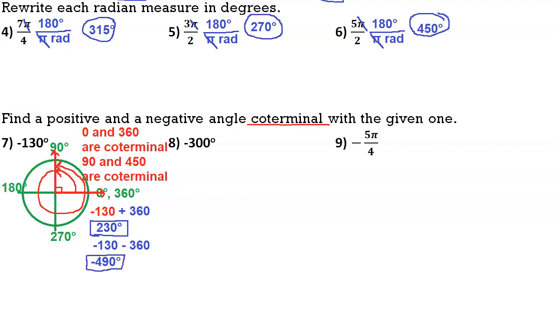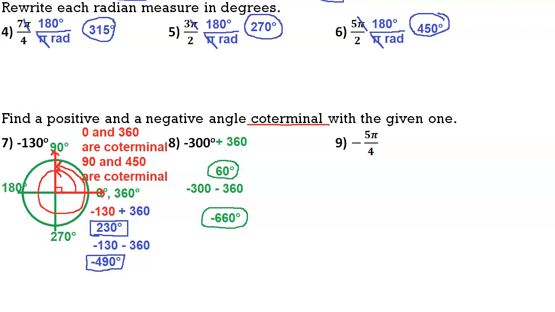All right, let's try this again. So if you took negative 300 and you added 360 to it, you would get 60 degrees. That would be a positive coterminal angle. If you wanted a negative coterminal angle, you would have to subtract 360 and you would get negative 660 degrees. So basically every turn is 360 and you can add or subtract based on that amount.